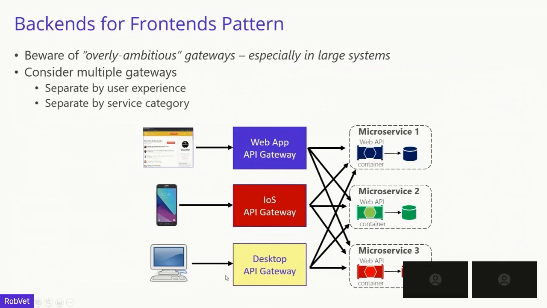Maybe we could segment them by service category. We could have one gateway that takes care of the inventory and the shipping service, another gateway that deals with the shopping basket and catalog. So again, however it makes sense, but the idea here is we're breaking up the gateway so we have more than one. Because again, we want to keep the gateway very quick, very fast. We don't want it becoming the new monolith, if you will.